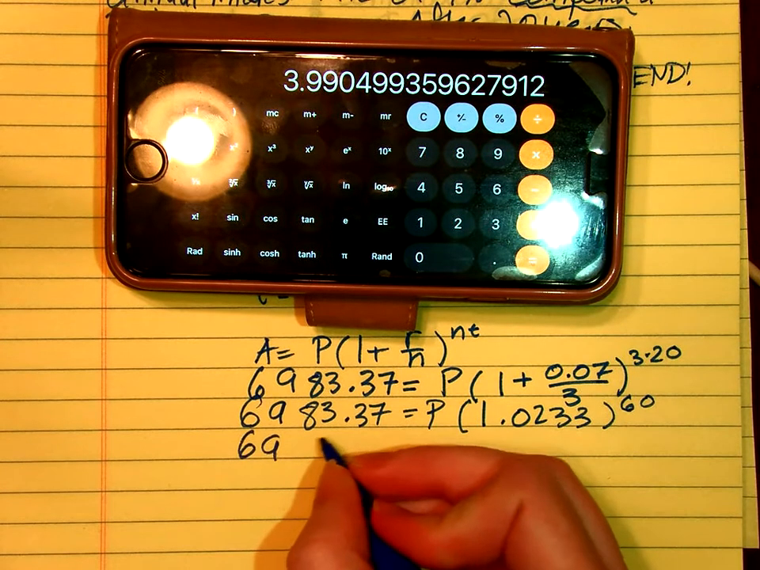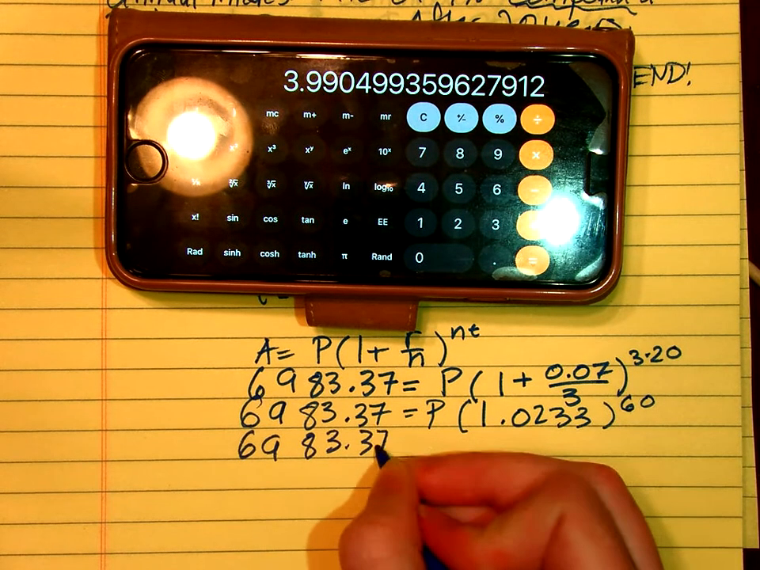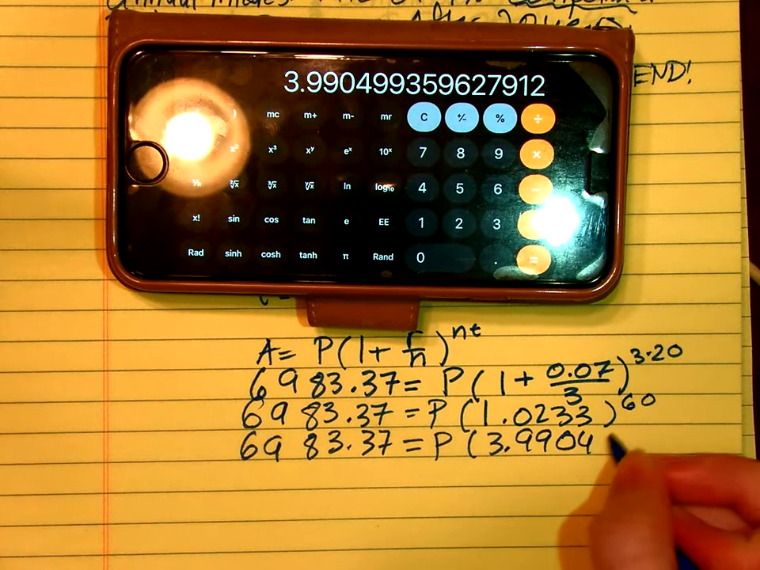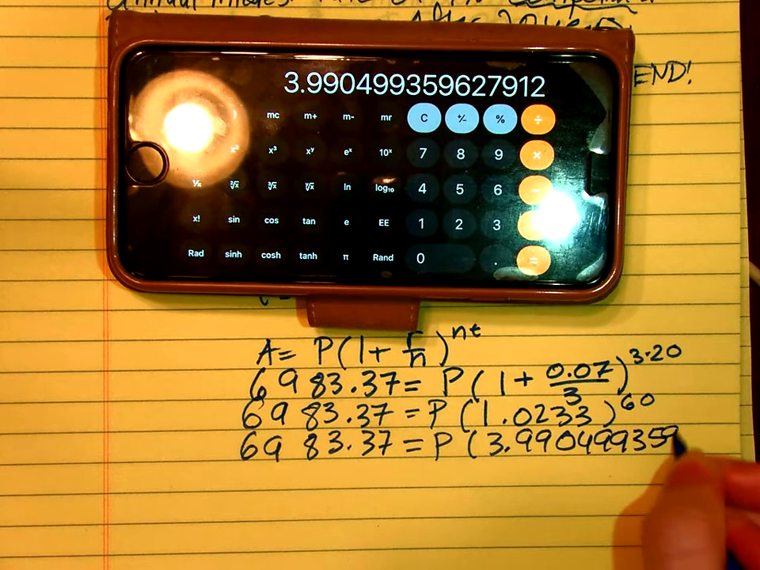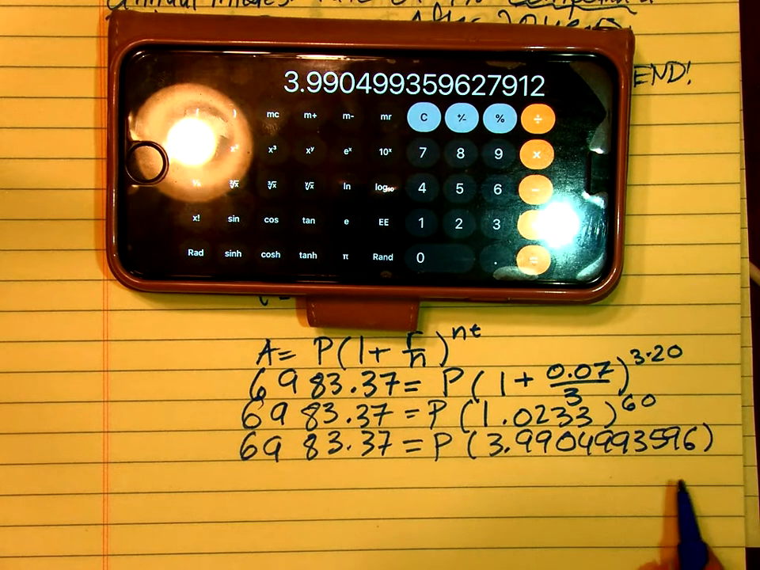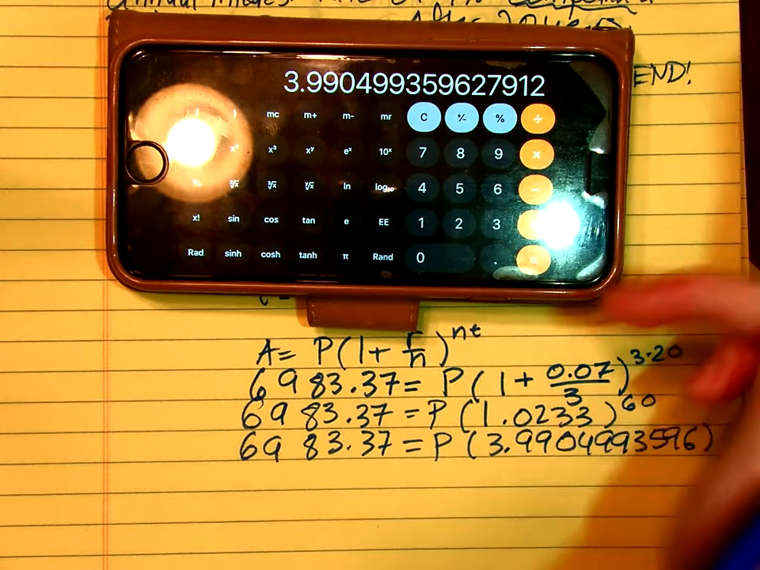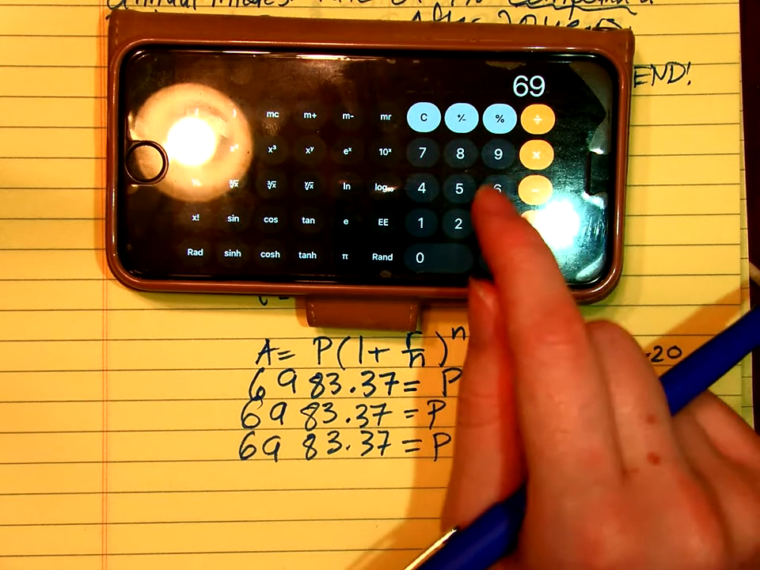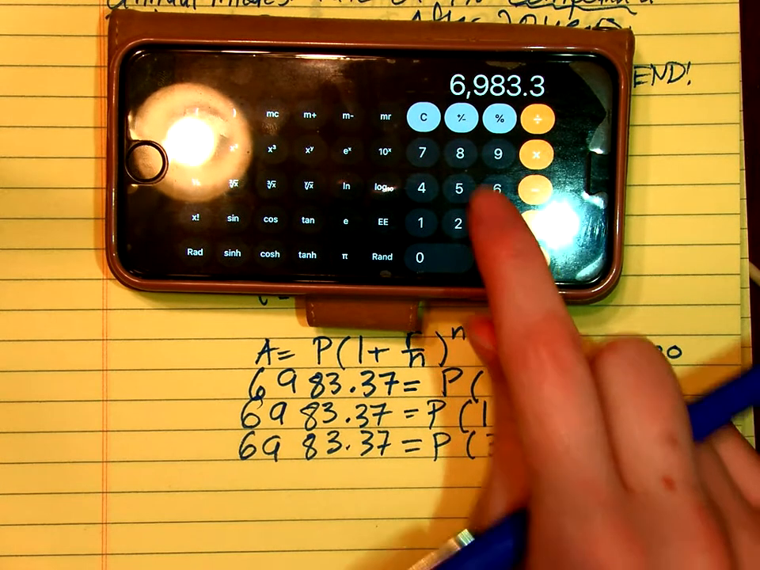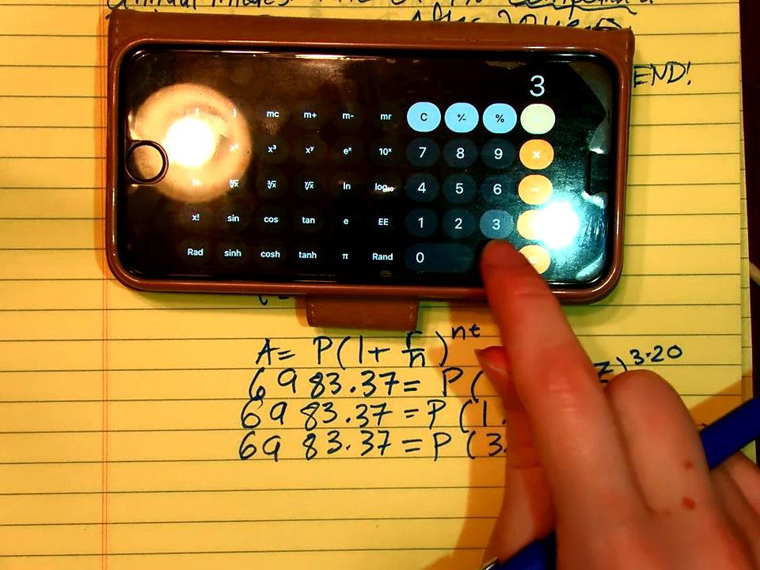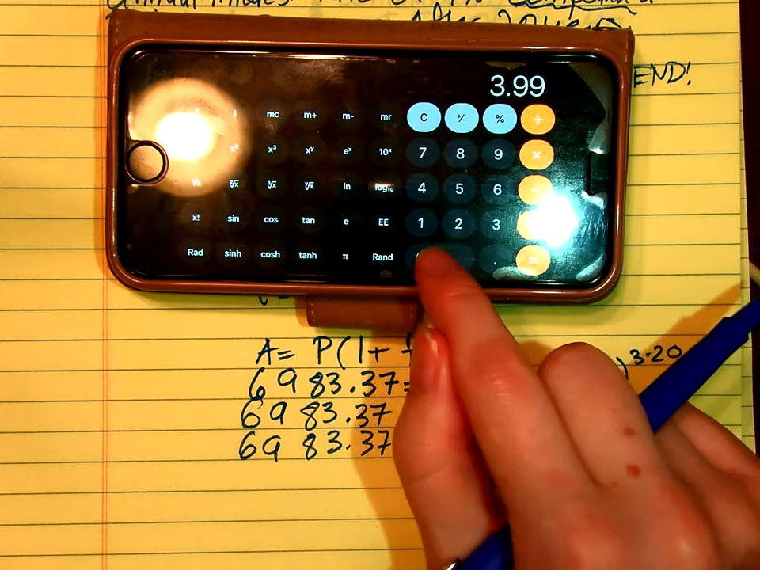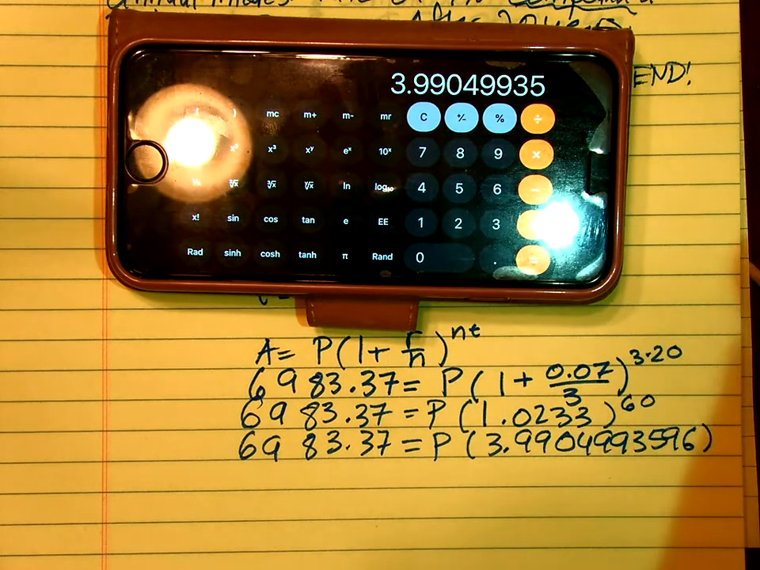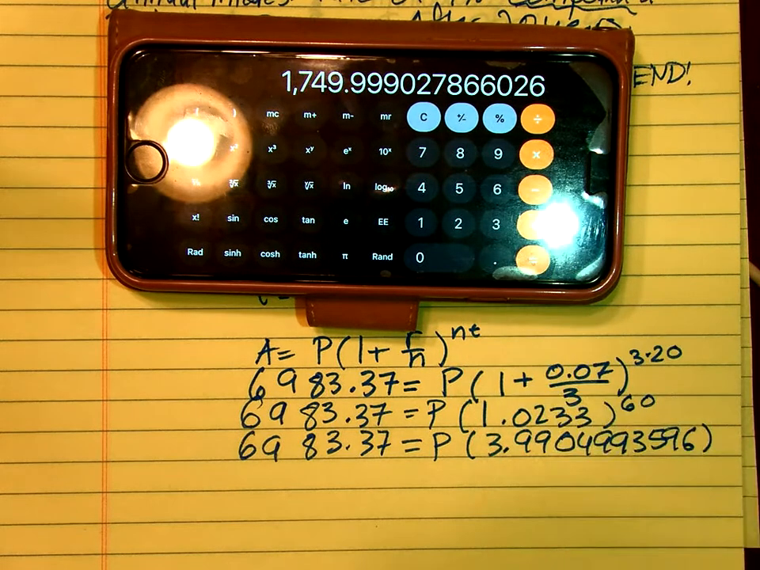So 6,983.37 equals P times 3.9904993596. I'm writing down an obnoxious amount of decimals because I'm about to lose this being saved in the memory of my calculator. So now I'm going to take 6,983.37 divided by 3.9904993596. This is just to reduce my error.